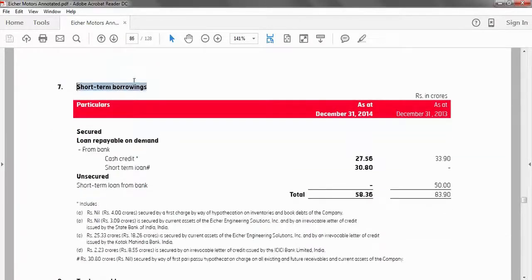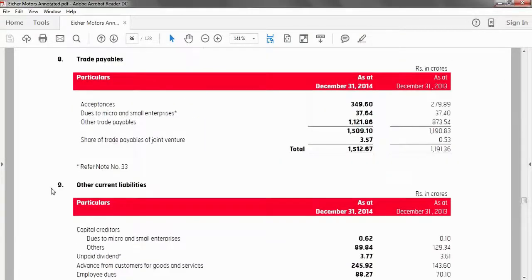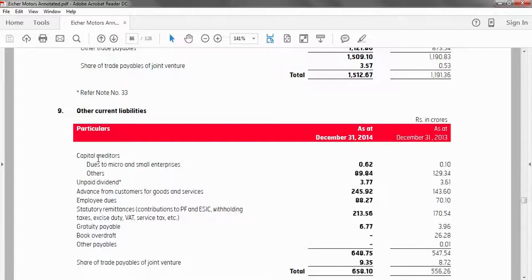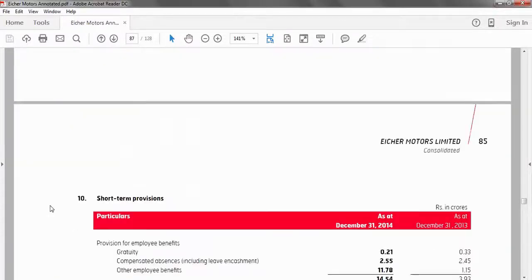Then if you look at short-term borrowings within the notes, you get how much is from bank, how much is from short-term loan, cash credit, etc. And what kind of secured or unsecured loans do they have? They have small data. Then we go to other current liabilities, and you see things like unpaid dividend comes here, things like advance from customers for goods and services, employee dues that you have not paid as of 31st of March or as of December 31st. Gratuity payable, statutory remittances like VAT, service tax, etc., that need to be paid but have not been paid as of now, and other stuff around that could also be there.